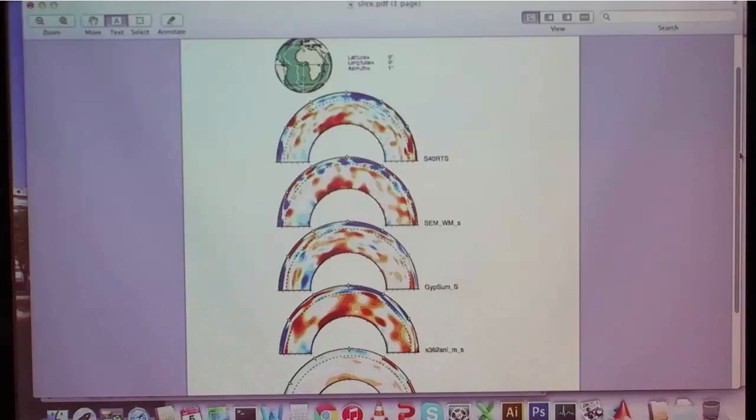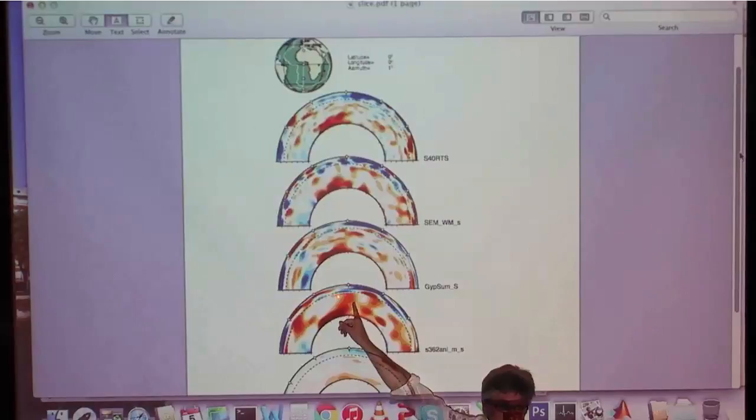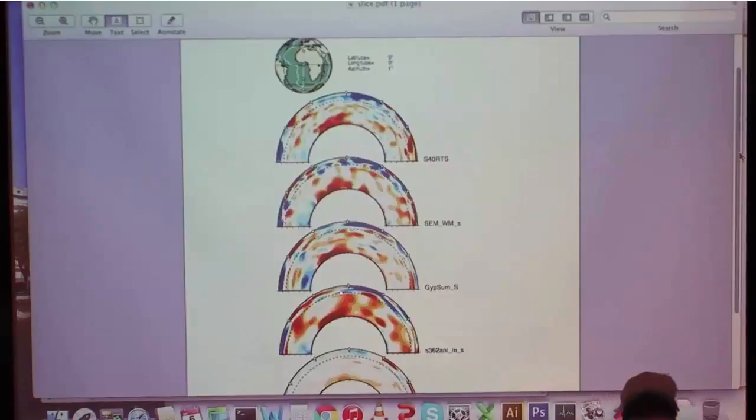This is a very interesting slice, actually, because here you might see an artifact of the 660 parameterization. You see a plume, something red sticking up in the mantle, and then sheared off by the 660. I would argue that it's probably not a real feature. It's probably related to the parameterization.